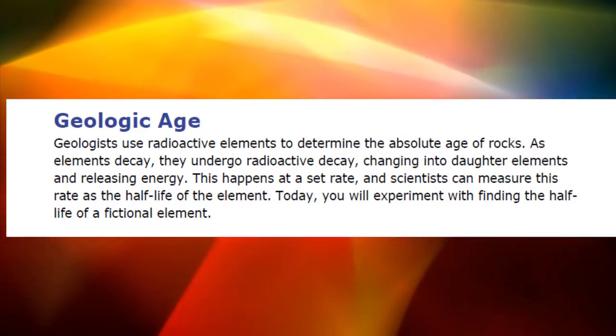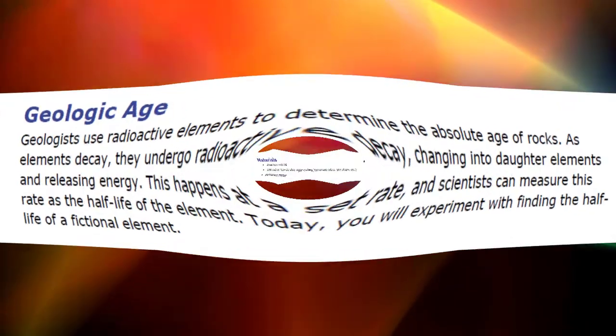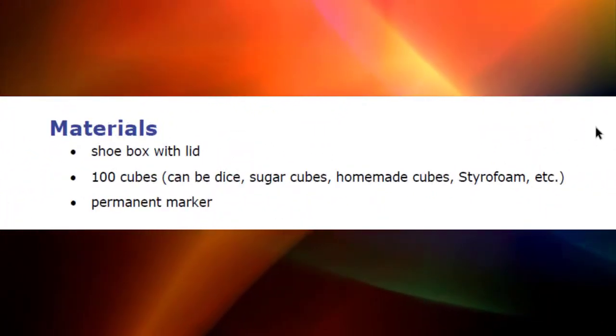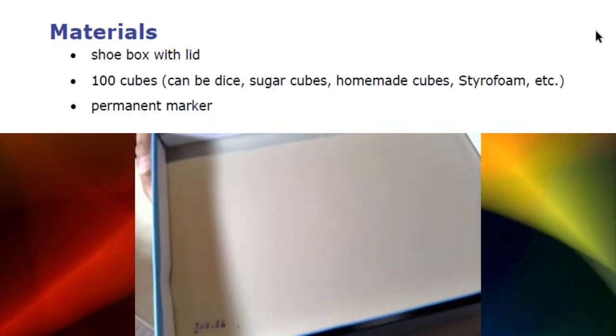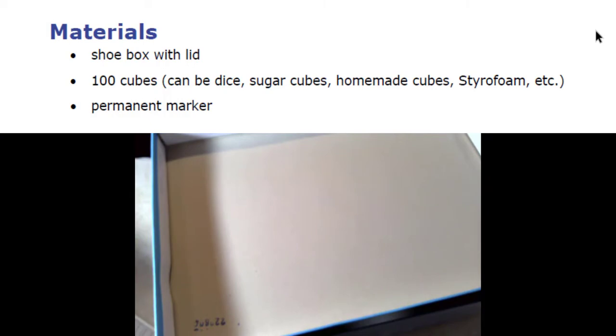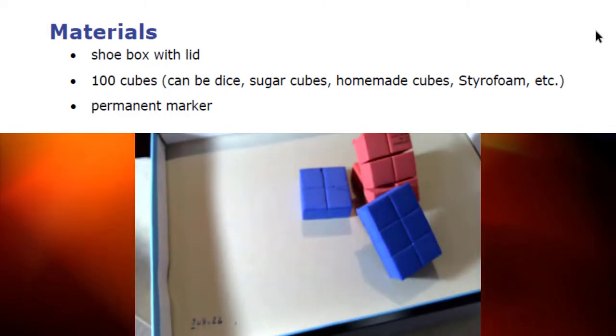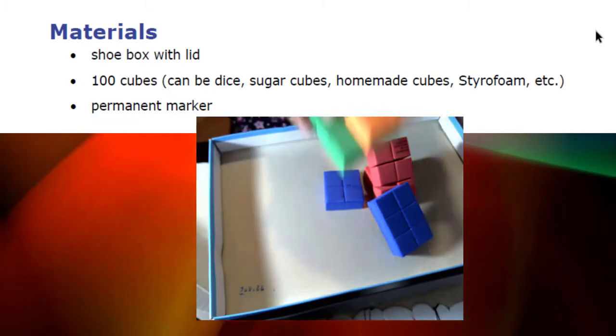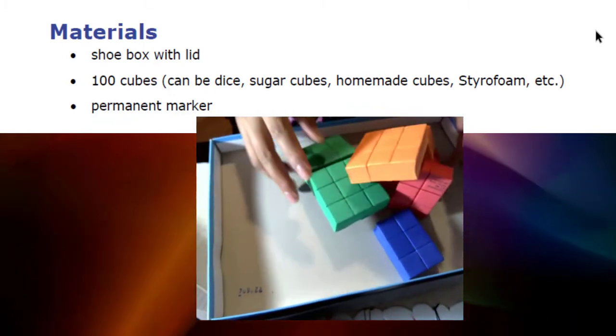Today, we will experiment with finding the half-life of a fictional element. Here are the materials for us to complete this lab. First, we need a shoebox with lid, 100 pieces of cubes. It could be dyes, sugar cubes, homemade cubes, and styrofoam.